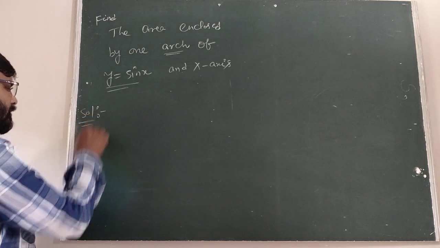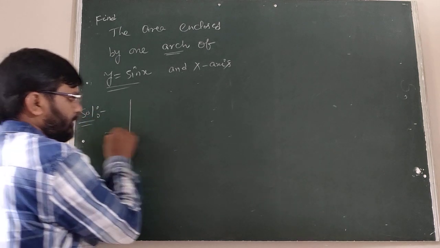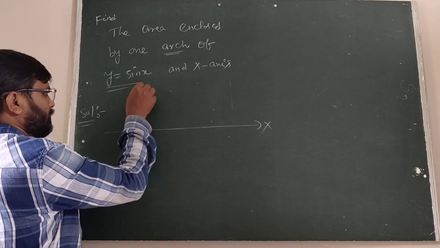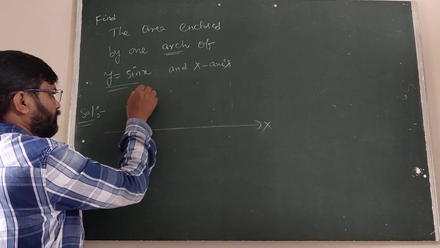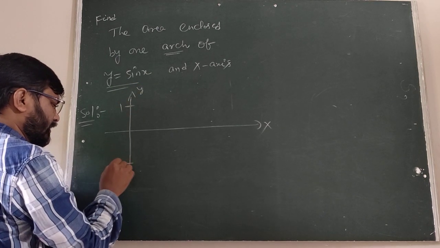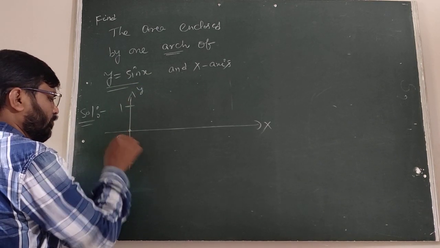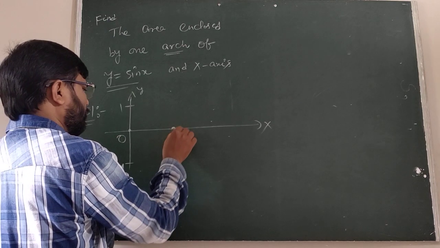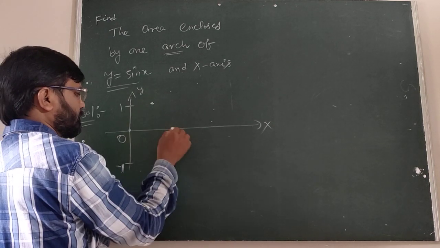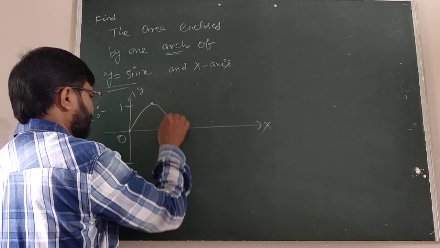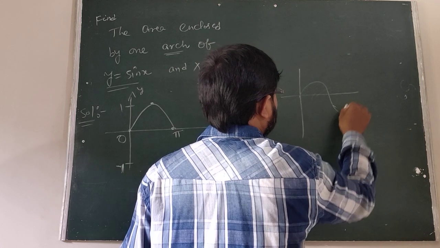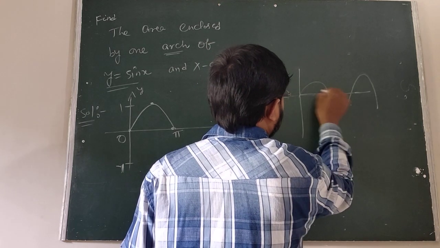We have to know that when you take the x-axis and y-axis, the maximum value of sin x, everybody knows, is 1. The minimum value of sin x is minus 1. When we are taking 0 to pi, everybody knows that the value of sin 90 is 1, and sin pi is 0. This is called 1 arc. The graph of the sine is just like this, called the 1 arc.